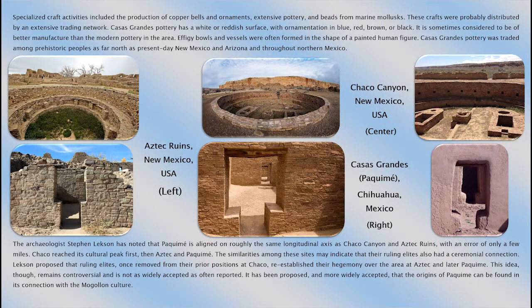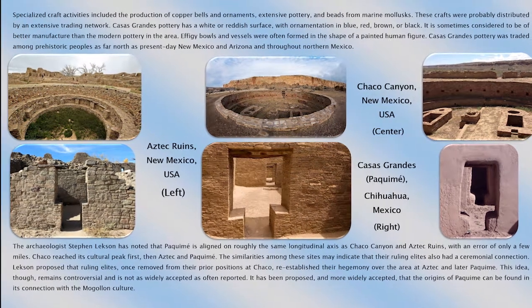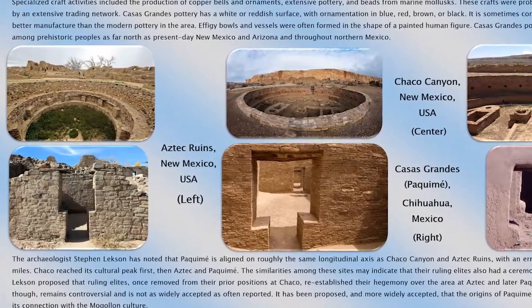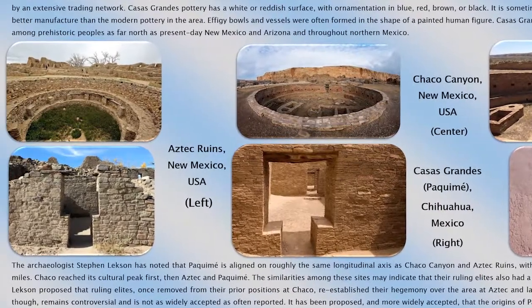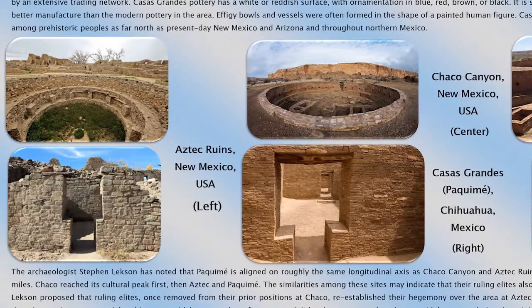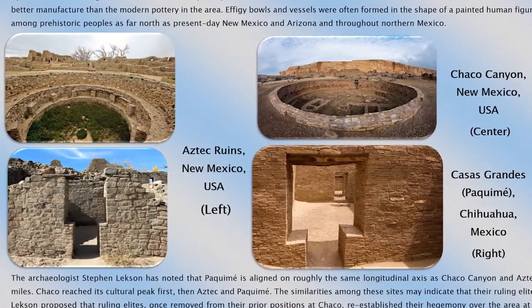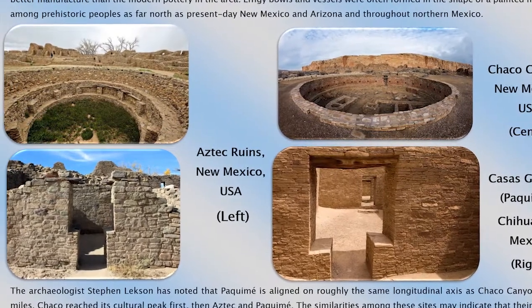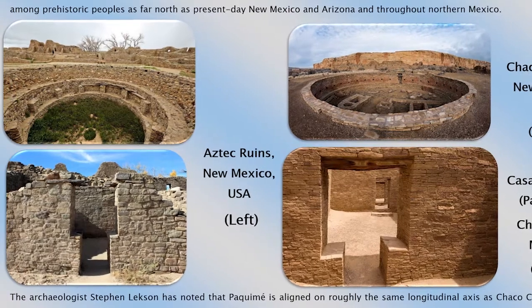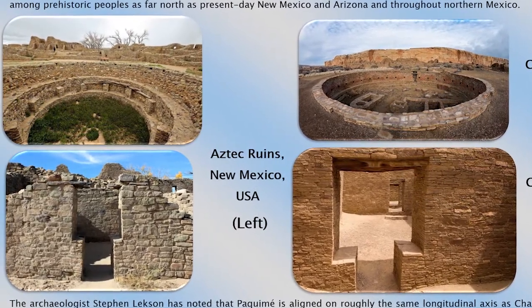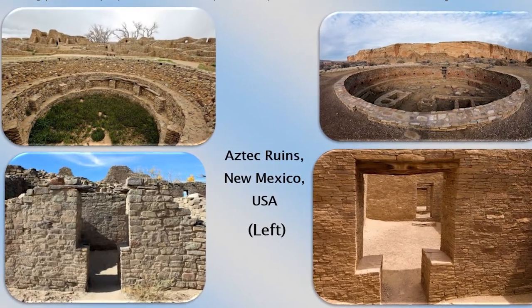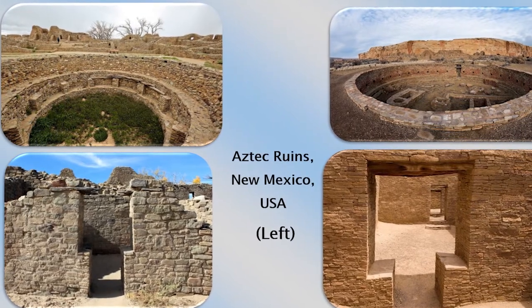All right. So let's go over some of the architecture from these sites, from Paquime and other southwestern sites, and see how they're similar. Specialized craft activities included the production of copper bells and ornaments, extensive pottery, and beads from marine mollusks. These crafts were probably distributed by an extensive trading network. Casas Grandes pottery has a white or reddish surface, with ornamentation in blue, red, brown, or black. It is sometimes considered to be of better manufacture than the modern pottery in the area. Effigy bowls and vessels were often found formed in the shape of painted human figures. Casas Grandes pottery was traded among prehistoric peoples as far north as present-day New Mexico and Arizona and throughout northern Mexico.